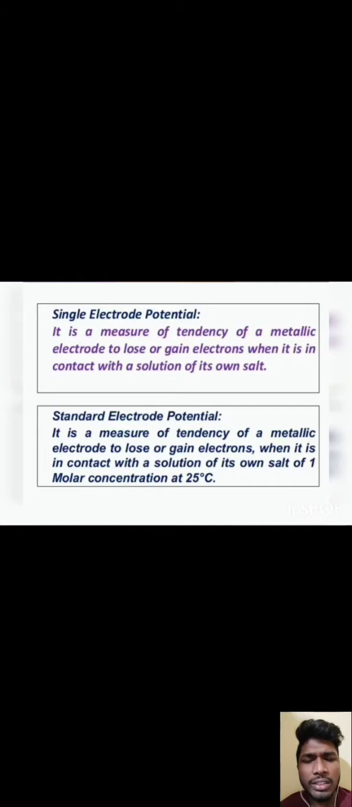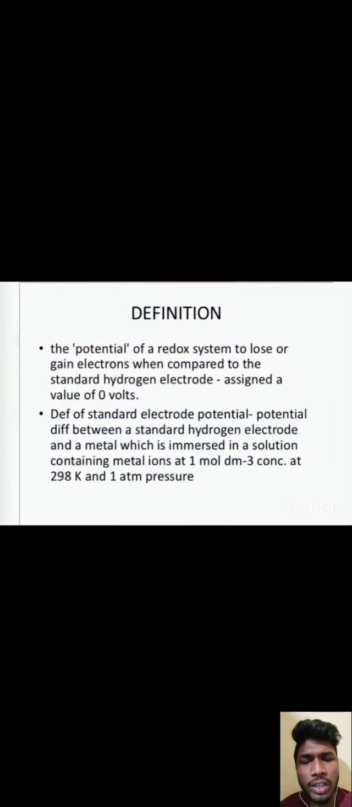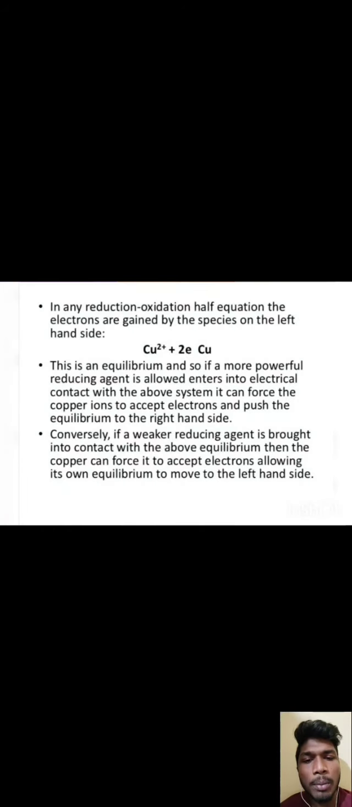In this concept video we are discussing standard electrode potential, the potential of a redox system to lose or gain electrons when compared to the standard hydrogen electrode, which is assigned a value of 0 volts. Definition of standard electrode potential: the potential difference between a standard hydrogen electrode and a metal immersed in a solution containing metal ions at 1 mol dm-3.